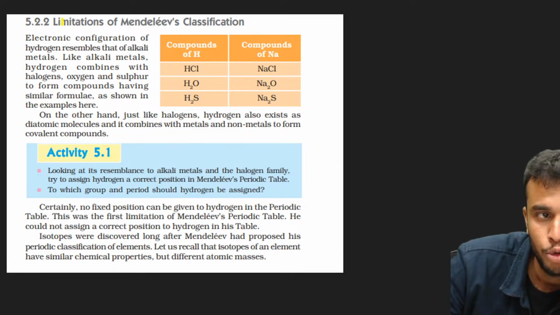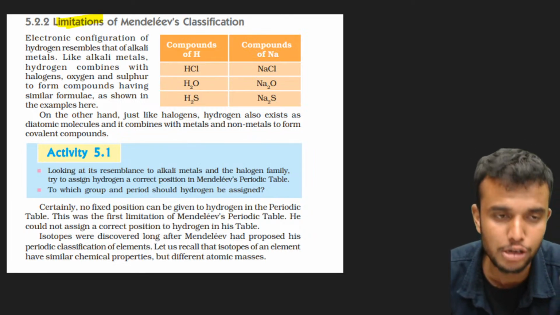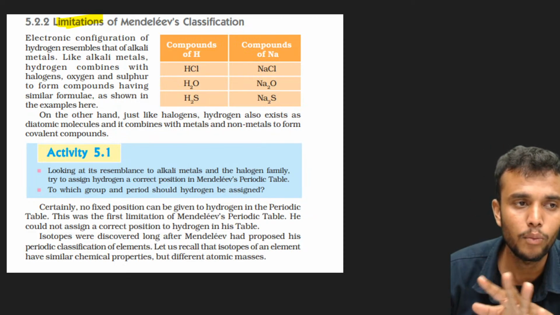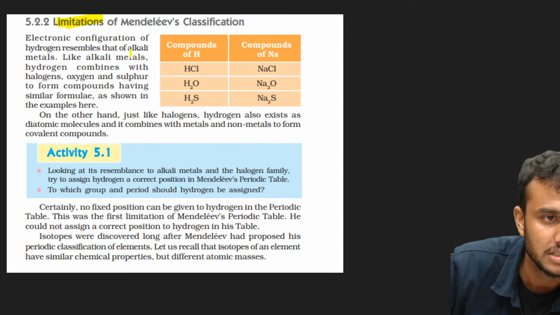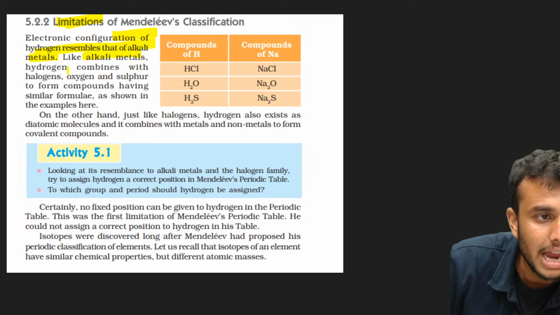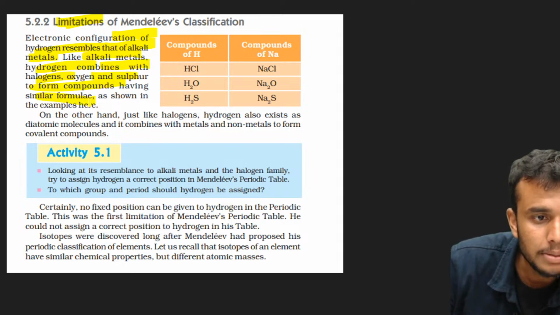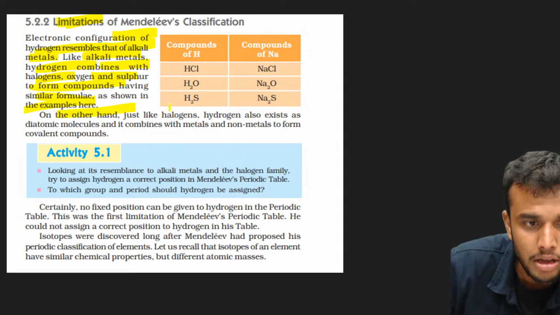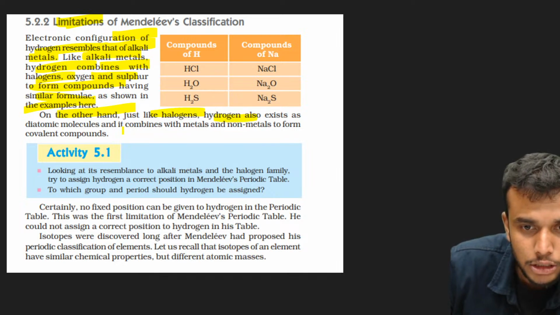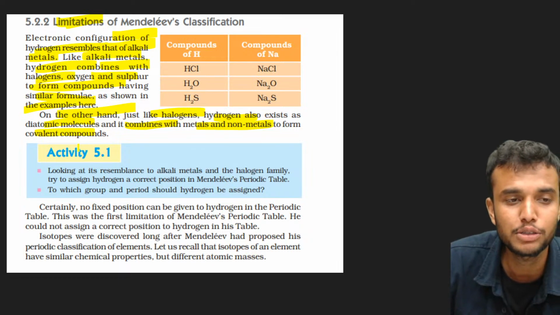But you know one thing, students, Mendeleev's classification, Mendeleev's periodic table also failed. Why? Let's discuss. The electronic configuration of hydrogen resembles that of alkali metals. Like alkali metals, hydrogen combines with halogens, oxygen and sulfur to form compounds with similar formulas as shown in the example. On the other hand, just like halogens, hydrogen also exists as a diatomic molecule and combines with metals and non-metals to form covalent compounds. Very simple, students.